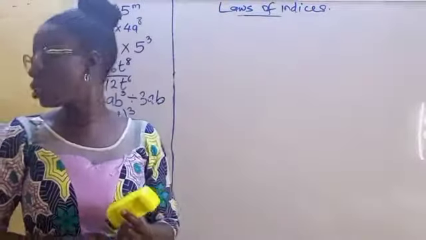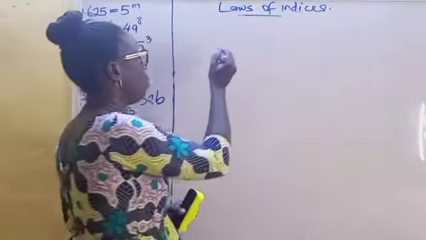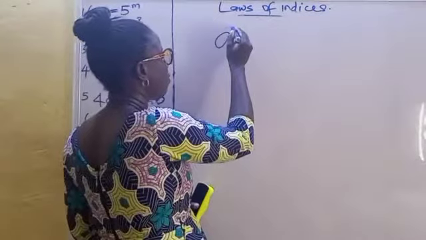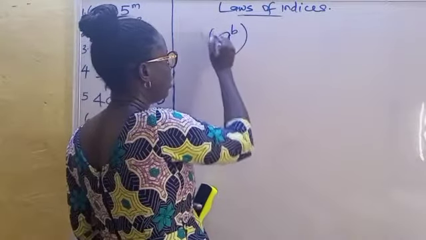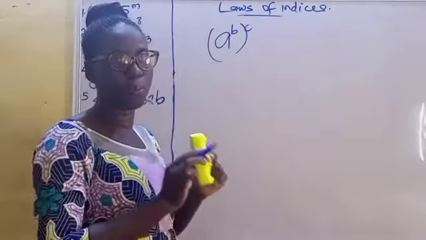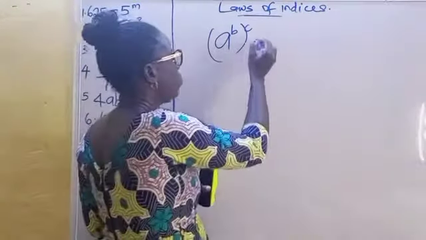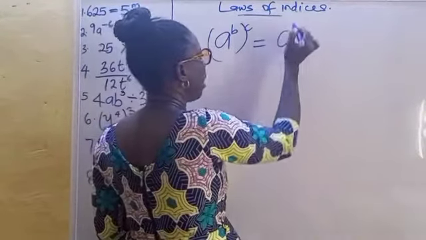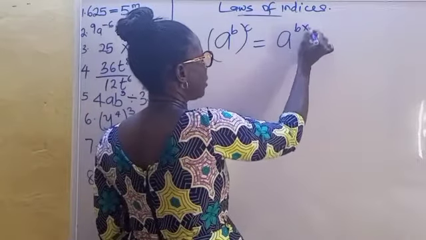In the product law, we have a raised to the power of b into c. This is actually termed the product law. And the product law says if you have that, you have a to the power of b times c.